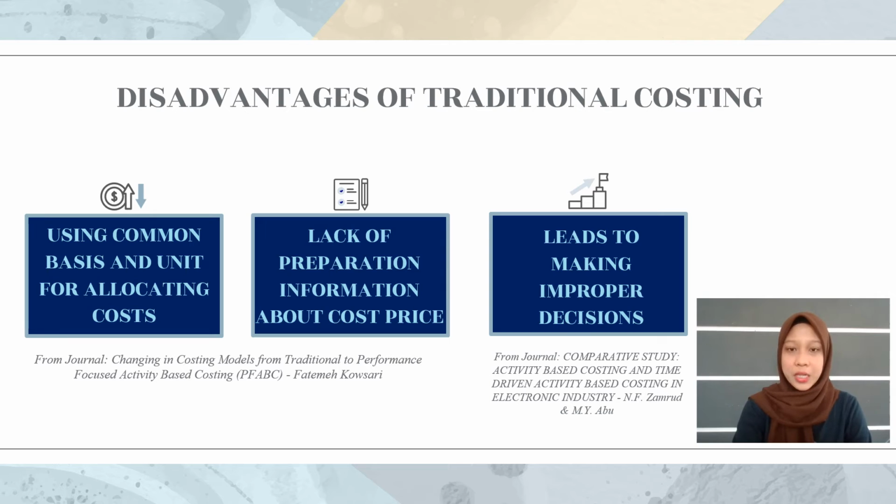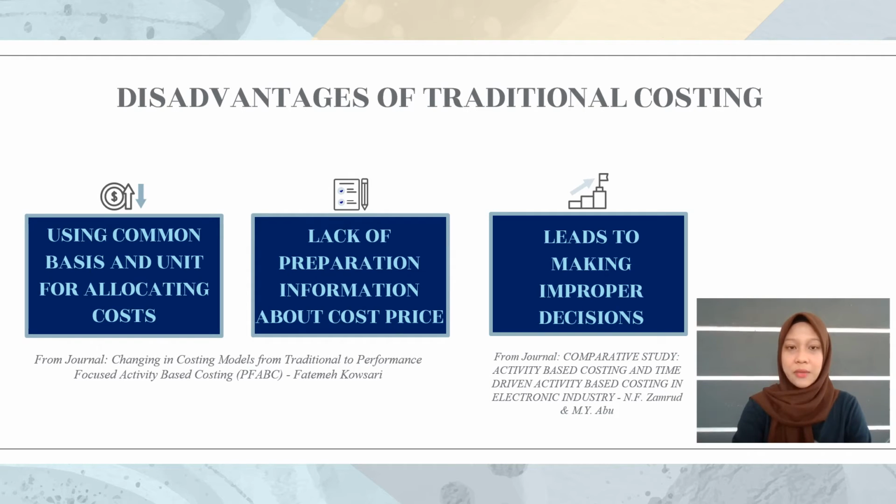Next is the disadvantage of traditional costing. There are three disadvantages. The first one is using a common basis and unit for allocating costs. The system usually uses a division basis to allocate different costs. One of these bases is direct human force labor hours. And considering the complexity and quick technology changes, the engaging rate of human force in labor force has decreased a lot. Therefore, by using this basis, the division of cost is not really done.